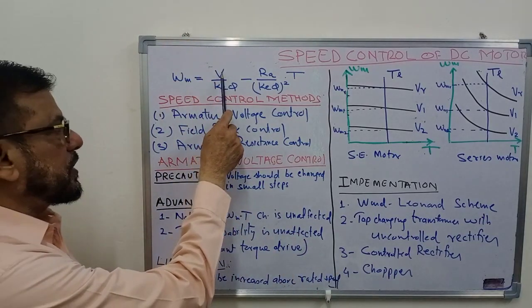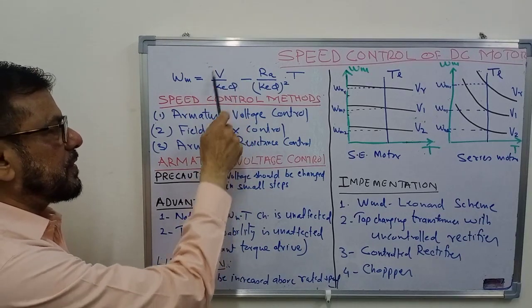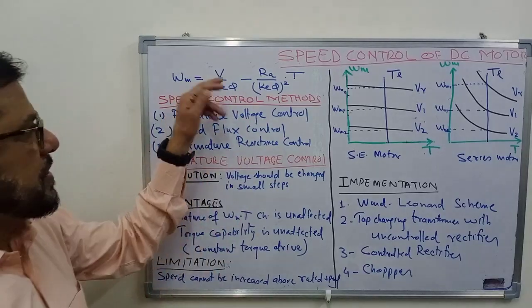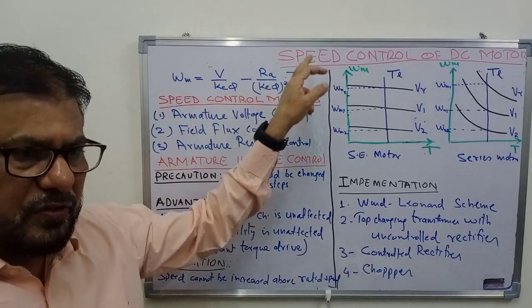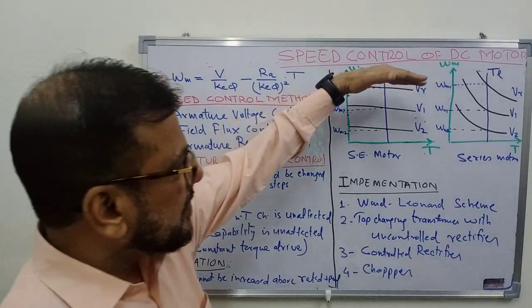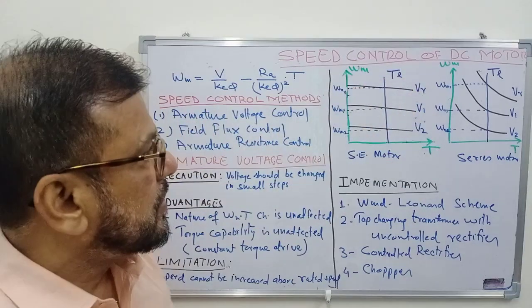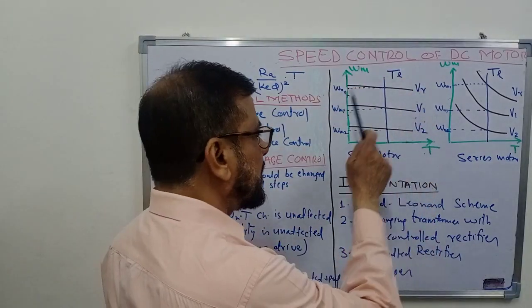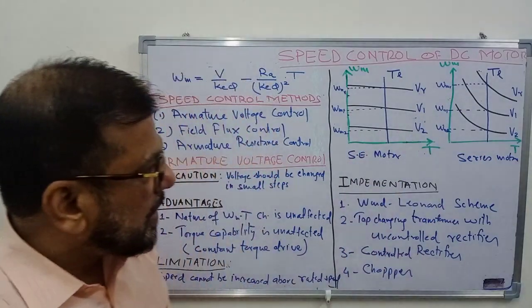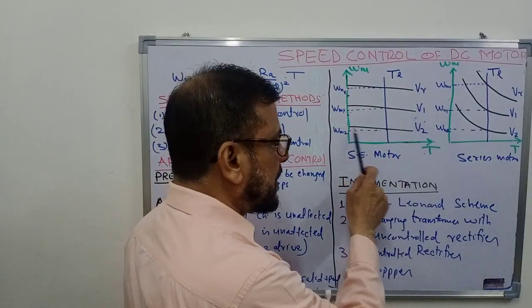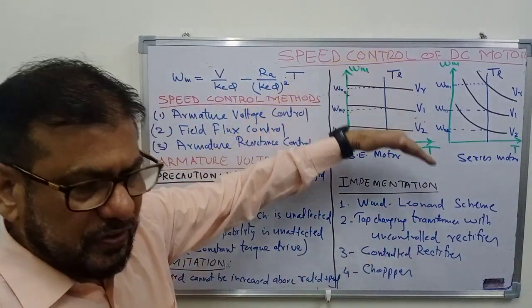So if we vary the armature voltage, you can see from this equation the no load speed, the y-intercept, will change. The slope of the characteristic is not affected; Ra upon K phi square remains constant. So the characteristic will shift parallel to itself downward if you decrease the voltage. For rated voltage, this is the characteristic. For voltage V1, which is less than VR, this is the characteristic. And for voltage V2, which is less than V1, this is the characteristic. So the characteristic shifts parallel to itself.